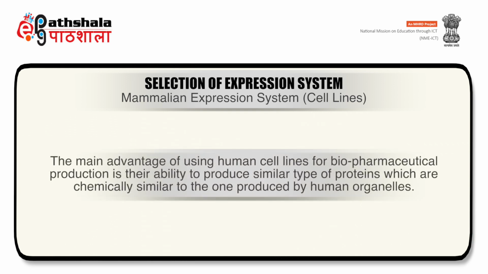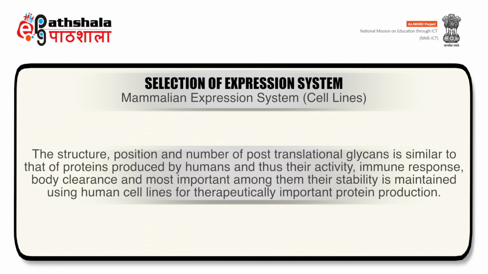The advantage of using human cell lines for biopharmaceutical production is their ability to produce proteins which are chemically similar to the ones produced by human organelles. The structure, position and number of post-translational glycans is similar to that of proteins produced by humans, and thus their activity, immune response, body clearance and, most importantly among them, their stability is maintained using human cell lines for therapeutically important protein production.